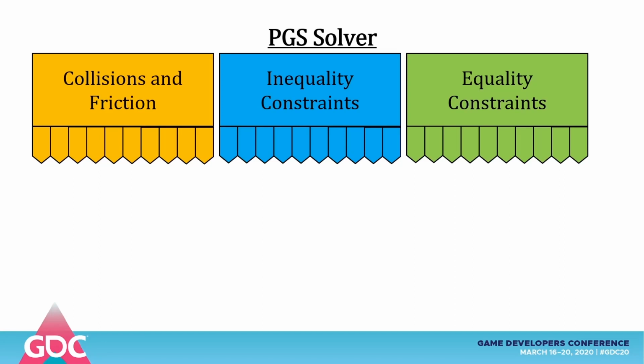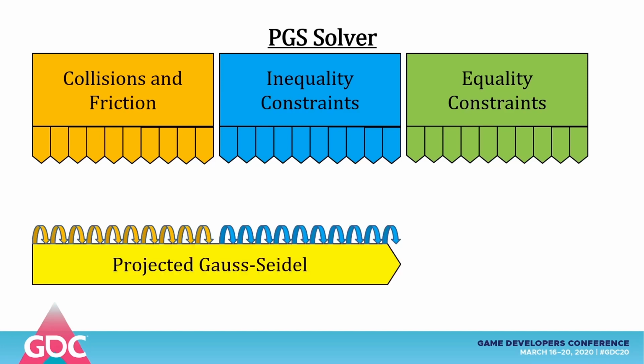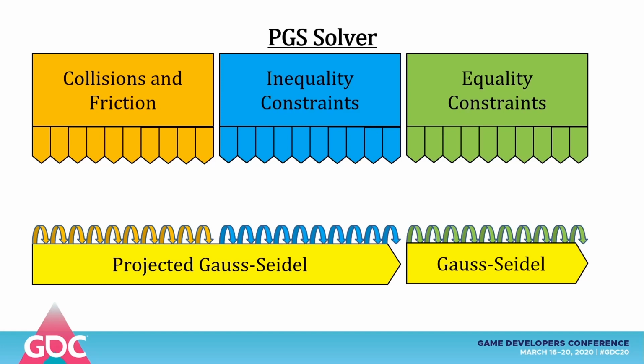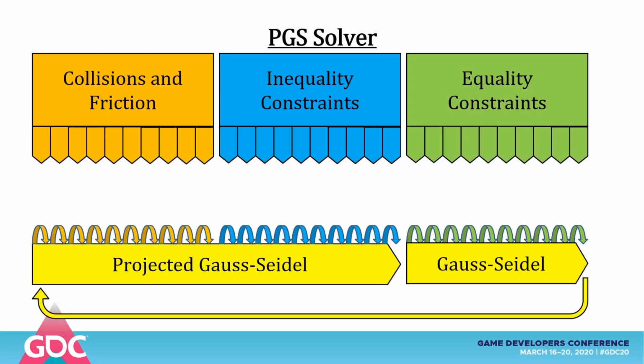Traditionally, the constraint equation, or the LCP, is solved using the projected Gauss-Seidel. This algorithm makes small corrections to constraints consecutively. The impulses for collisions and friction, and for inequality constraints, are processed using the projected Gauss-Seidel iterations, where the equality constraints use the Gauss-Seidel iteration. These iterations are repeated multiple times until the system converges. Usually games use a fixed number of iterations.